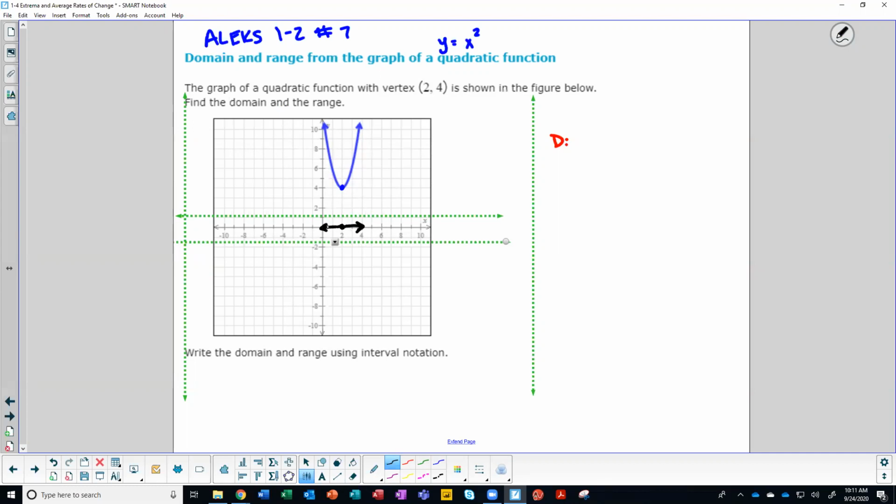This means the graph's going to go left forever and right forever. So we'd have a negative infinity followed by a positive infinity. Now, is infinity a real number that it can be equal to, or is it more like an idea, a representation of something? An idea, it can't be equaled. That's right. It's an idea. It just means forever. It's an idea of something going on forever. So for that reason, it gets parentheses. So that was the domain.